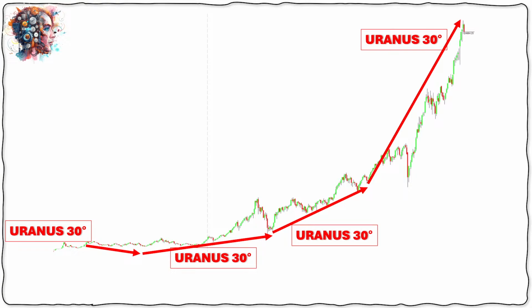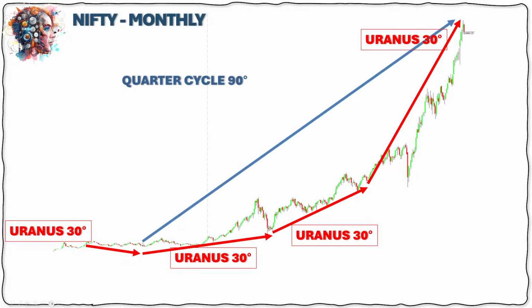And Uranus moves 1 degree in 3 months, which is why for the last 3 to 4 months I've been screaming, watch out, there's something deadly coming in the market. What's coming next after a 21-year upside move? Decide for yourself. Now this is the quarter cycle, 21 years of up move.